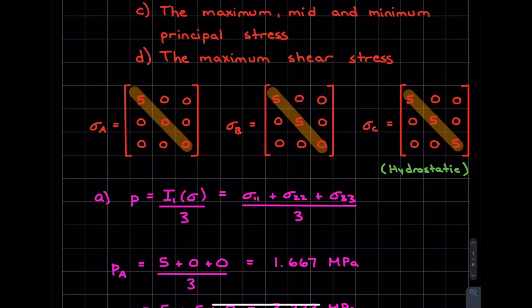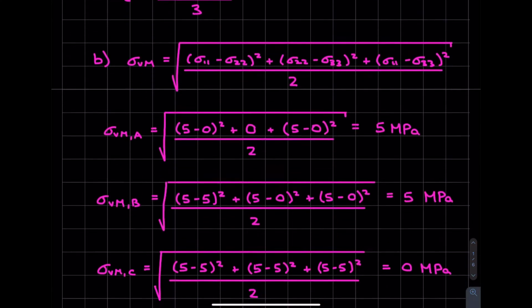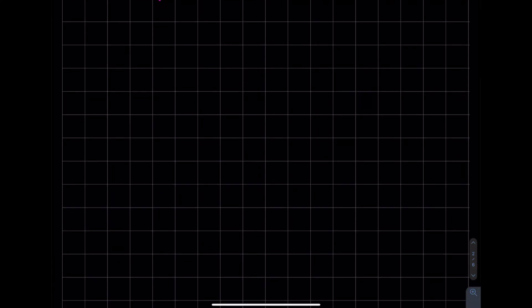If we were to look at matrix A, the principal stresses are 5, 0, and 0. We look at matrix B, they're 5, 5, and 0. And matrix C, they're 5, 5, and 5. So if I come down here, all I'm going to have to do for part C, I'll label it right here, part C, is label each one as the maximum, the middle one, and of course the minimum. The best way to do this is find the maximum, then find the minimum, and the one left behind will be the middle one.